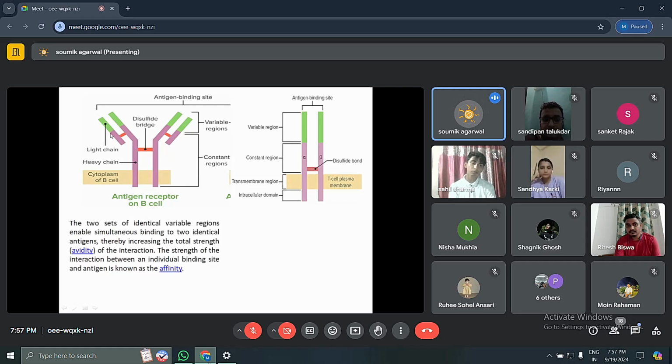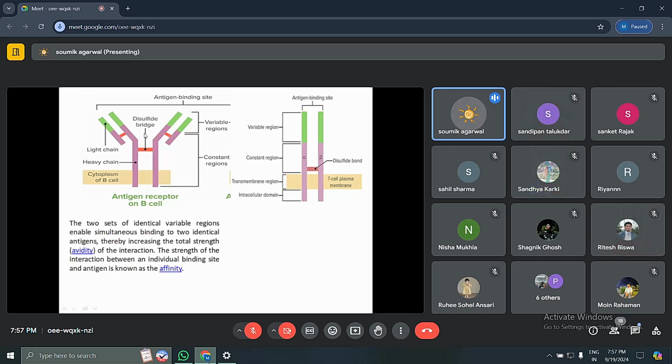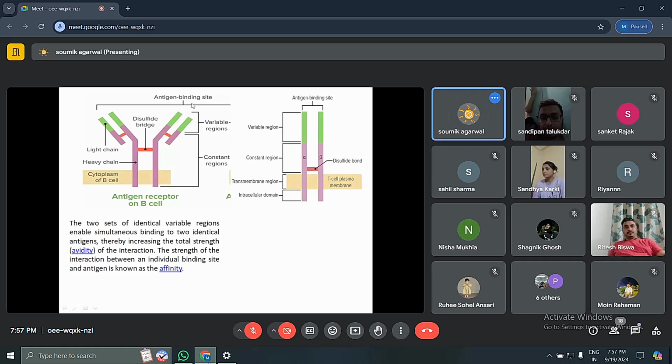And this is the area where the antigen binds with the antibody. Here also antigens bind. So if we consider one molecule, one antibody molecule is able to bind with two antigens, and one T cell receptor is able to bind with only one antigen.